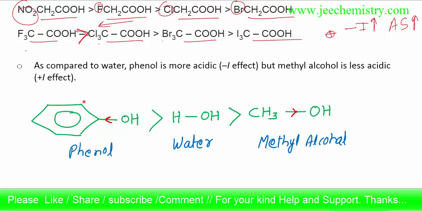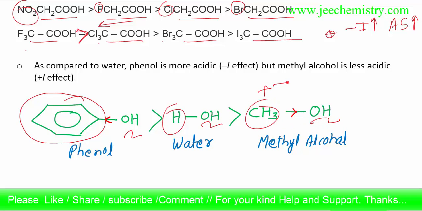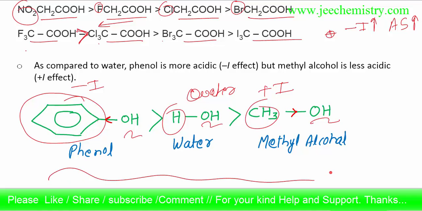Here these groups will draw electrons towards themselves. Here there is nothing drawing electrons from this. These compounds are similar alcohols, but this will provide plus I effect, this will provide minus I effect. So it is obvious that minus I effect will have greater acidic strength than this water. It is providing plus I effect, so it will definitely decrease the acidic strength, so it will be last. In this way we can decide the acidic strength.